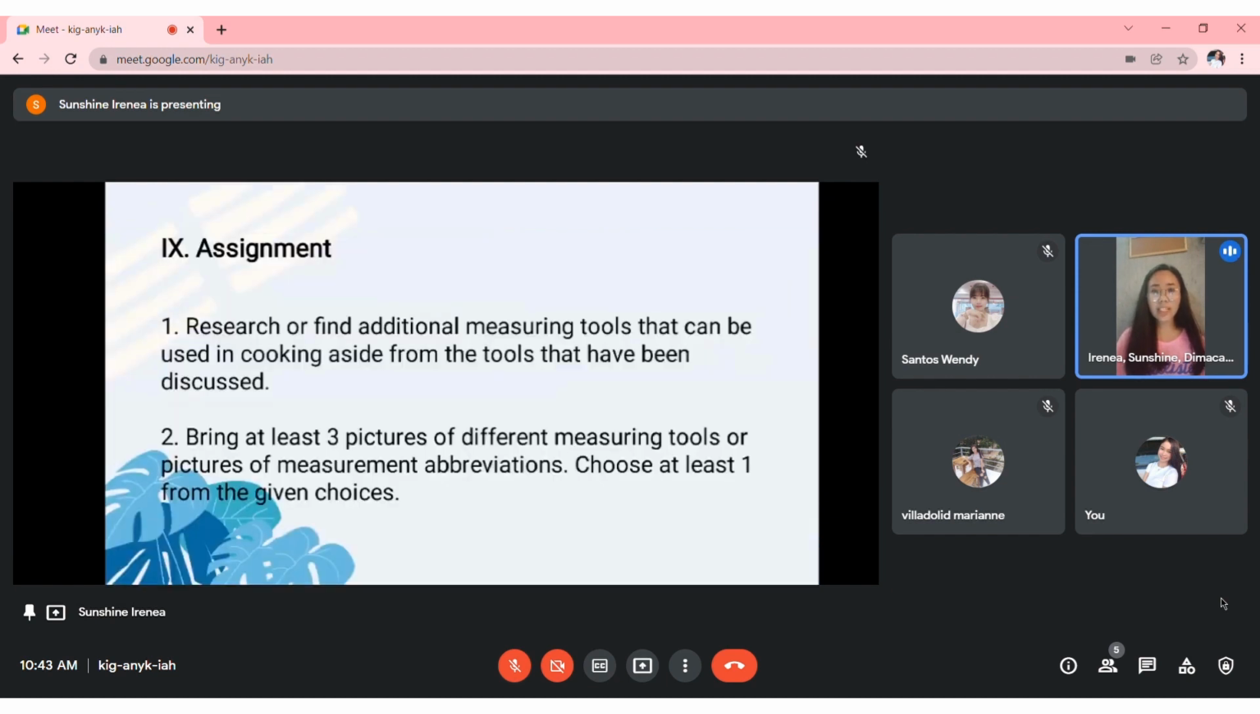And lastly is the assignment. In the assignment, I include research: find additional measurement tools that can be used in cooking aside from the tools that have been discussed. And lastly, bring at least 3 pictures of different measuring tools or pictures of measurement abbreviations. Choose at least one from the given choices.